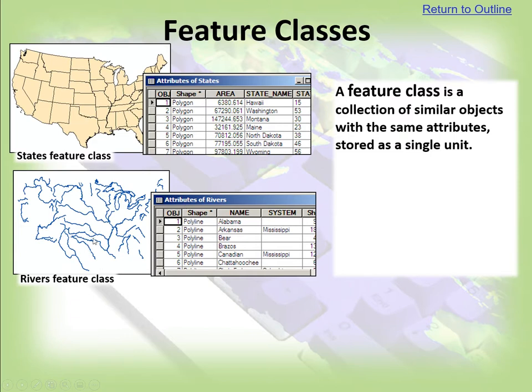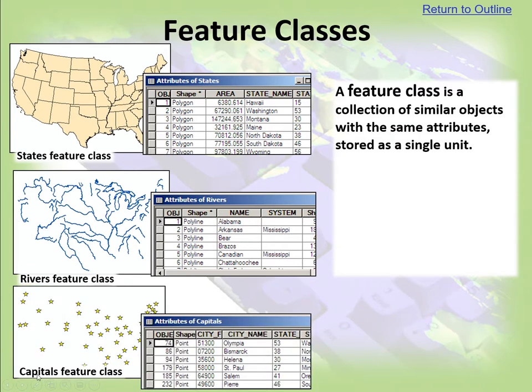This one we have polylines, or a line, which is a shape. Then we've got names, the system that it comes off of, etc. And then we have the capitals of the different states, right? So again, they have different attributes that are all the same. Polygon, line, and point. So each of these are their own feature class, and they're saved as a separate table.